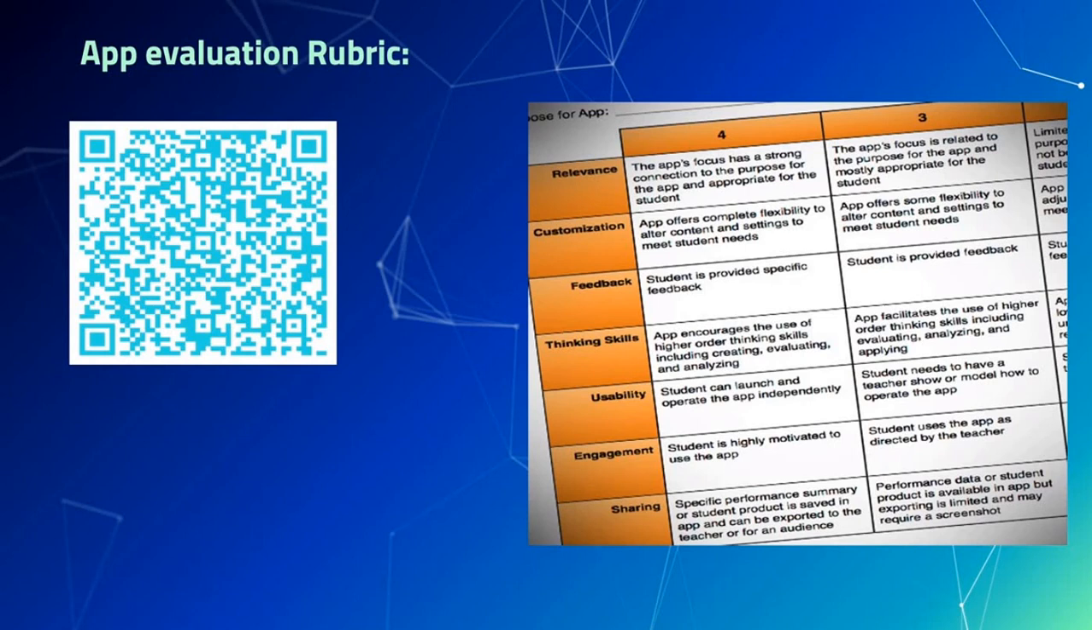Okay, so as you can see here, this one shows you the relevance. If you are talking about relevance, how relevant is it? And it's scored from 4 to 1. Now, 4, of course, is the highest, where the app's focus has a strong connection to the purpose for the app and is appropriate for the student.